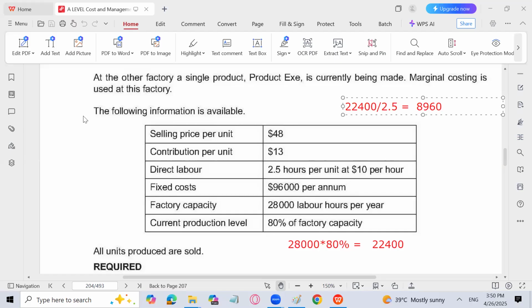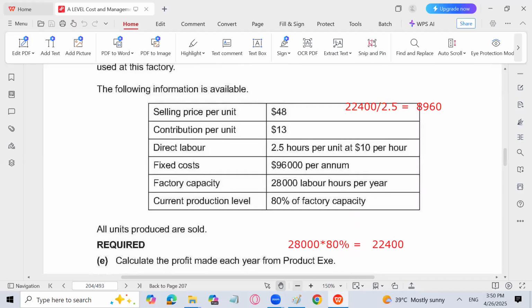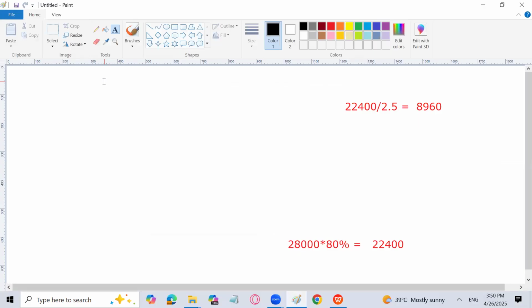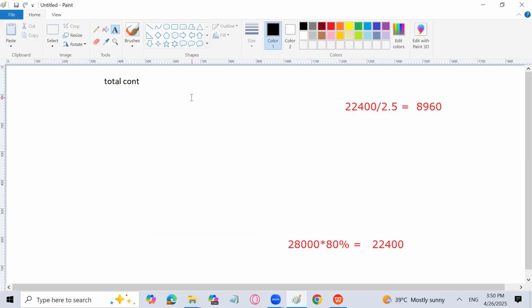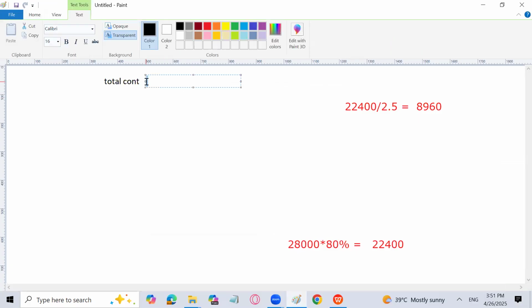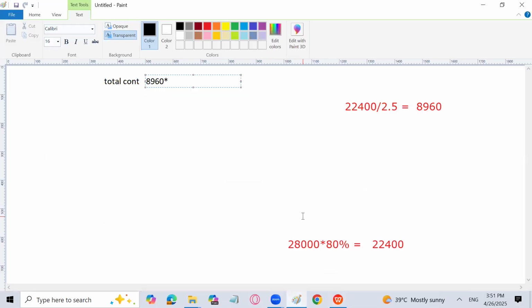Now let's see the requirement of the question. Calculate the profit made each year for product X. What is the profit we are getting on product X? We are going to calculate the total contribution directly, because we don't need to find sales less variable cost. Why? Because contribution per unit is given, so I can use a short version. 8,960 multiplied by 13 gives the total contribution, that is 116,480.